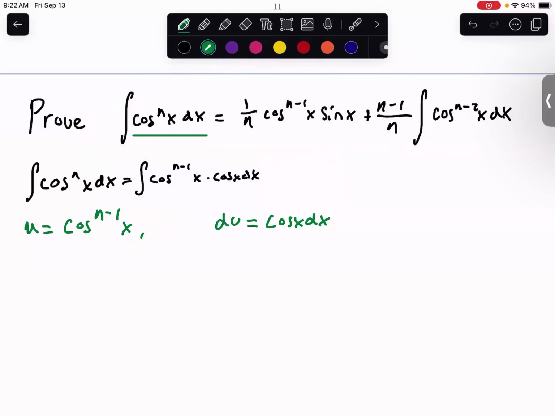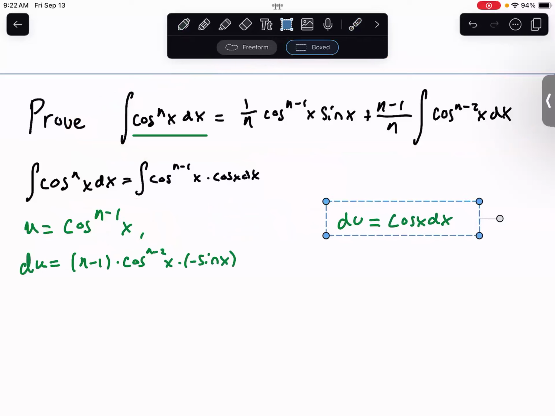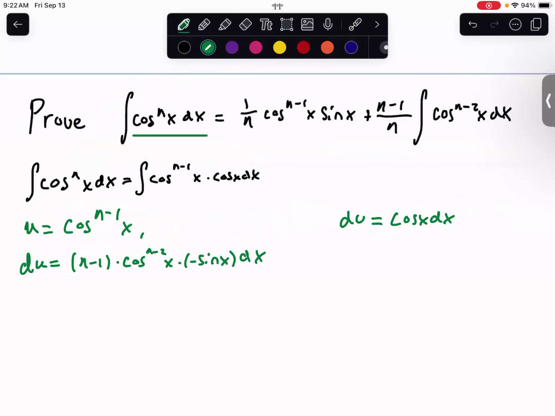And so now we find du. So du is the derivative of u. We have to use the chain rule here. So this is going to be n minus 1 multiplied by cosine to the n minus 2 power of x. And then you have to multiply by the derivative of cosine, which is minus sine of x. And then you have to have a dx at the end. And then our v is just the integral of cosine of x, so it's going to be sine of x.